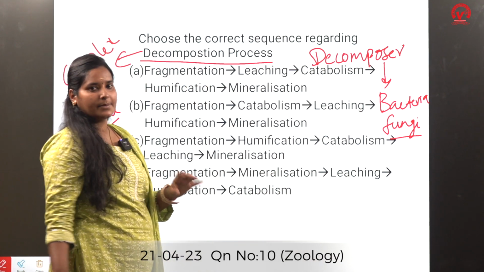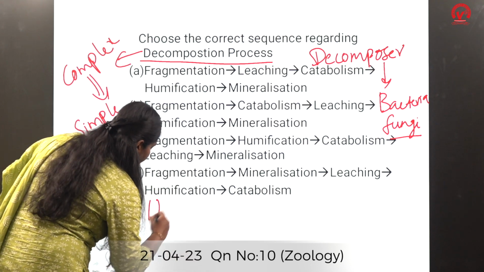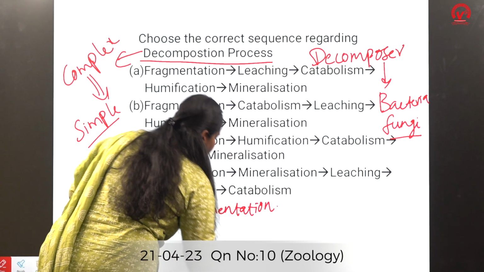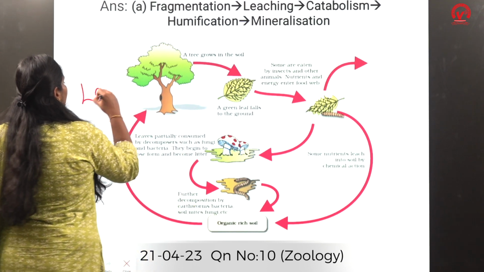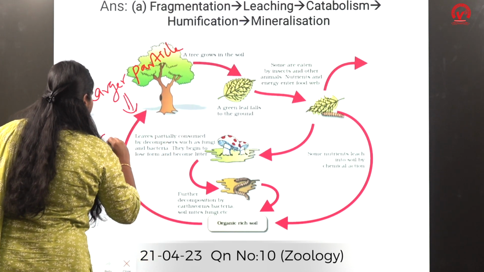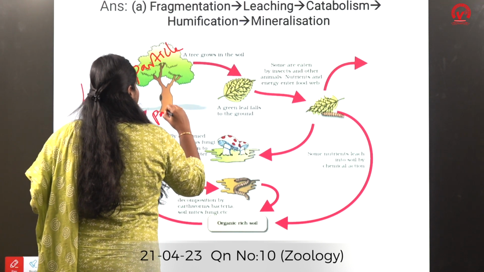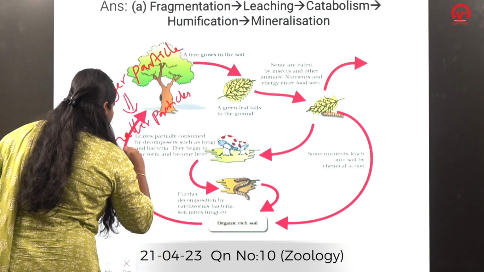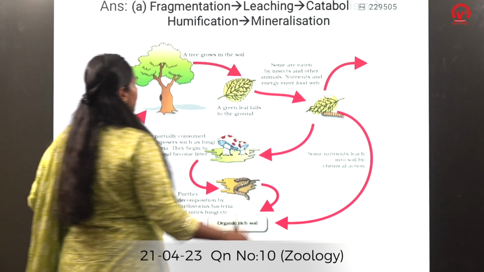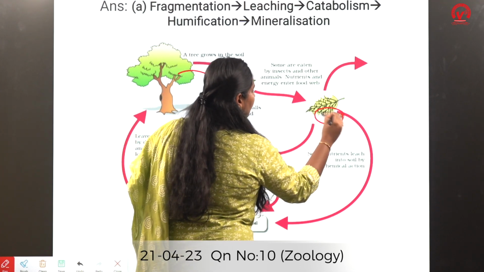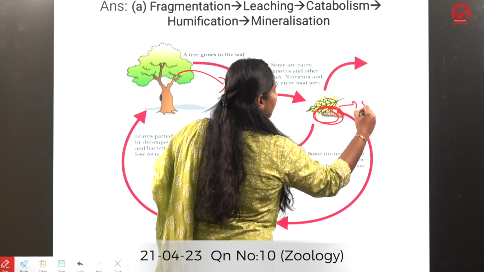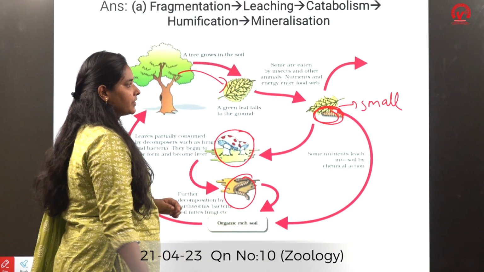So, there are majorly 5 steps in decomposition, and the first step is fragmentation, in which the larger particles get fragmented into smaller particles with the help of detritivores. So, in this diagram we can see this leaf when it falls from the tree, with the help of the detritivores like earthworms and some fungi and some worms, it gets fragmented into smaller particles. So, after fragmentation it gets leaching.